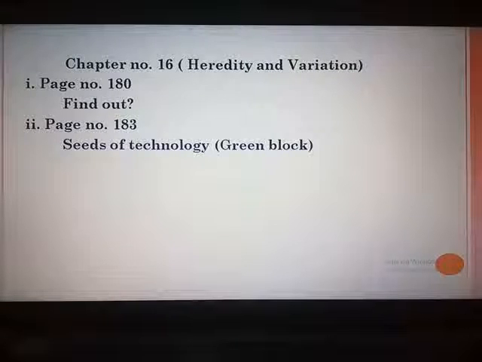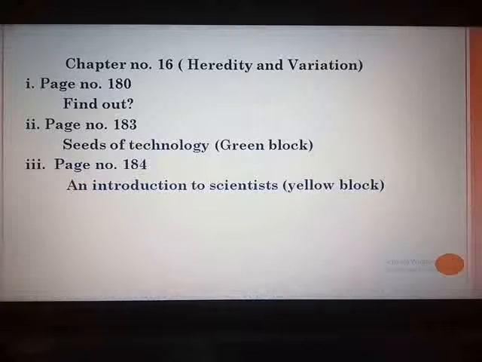So 182 there is no reduction. 183 I have given you. Turn your page number 184. A very small reduction is there. Yellow colored block, an introduction to scientists, about Gregor Johann Mendel. So that information you have to remove. That introduction you have to remove.